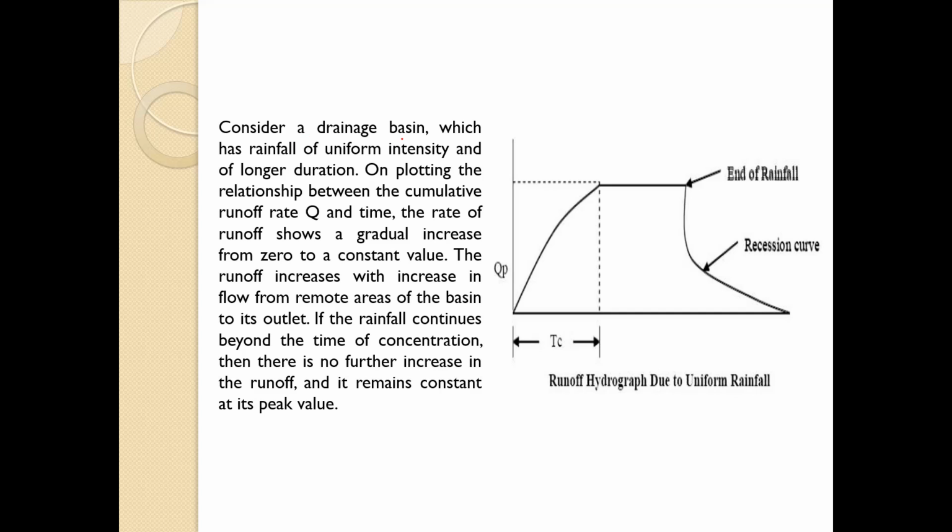Now consider a drainage basin which has rainfall of uniform intensity and longer duration. On plotting the relationship between the cumulative runoff rate Q and time, the rate of runoff shows a gradual increase from 0 to a constant value. As you can see here, the runoff increases with the increase in flow from the remote areas of the basin to its outlet. If the rainfall continues beyond the time of concentration, there is no further increase in runoff and it remains constant at its peak value. At the end of rainfall, the outflow, that is the runoff rate, will decrease.